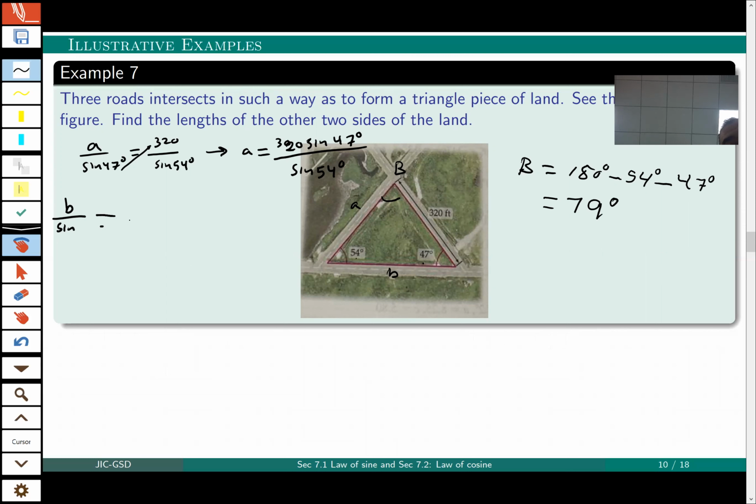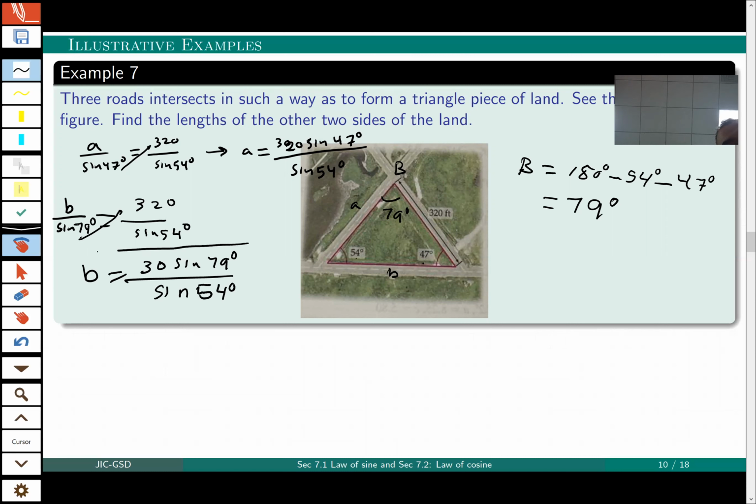So if this is 79 degrees, we will say B over sine 79 should equal 320 over sine 54. That will mean B is 320 sine 79 degrees over sine 54 degrees, and that will be our answer. We found the two sides.